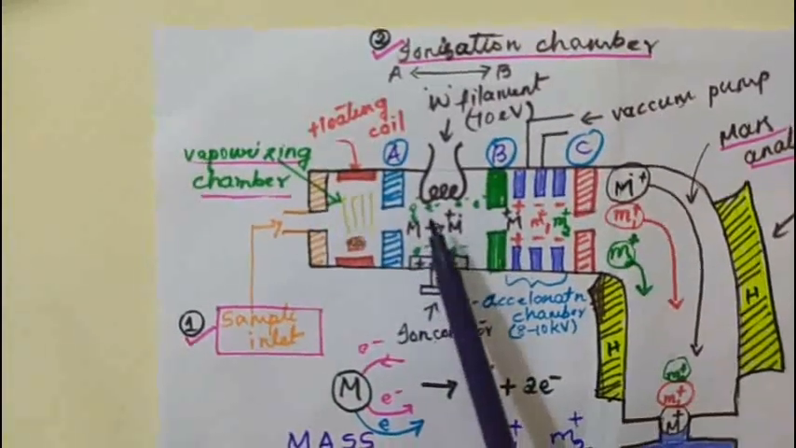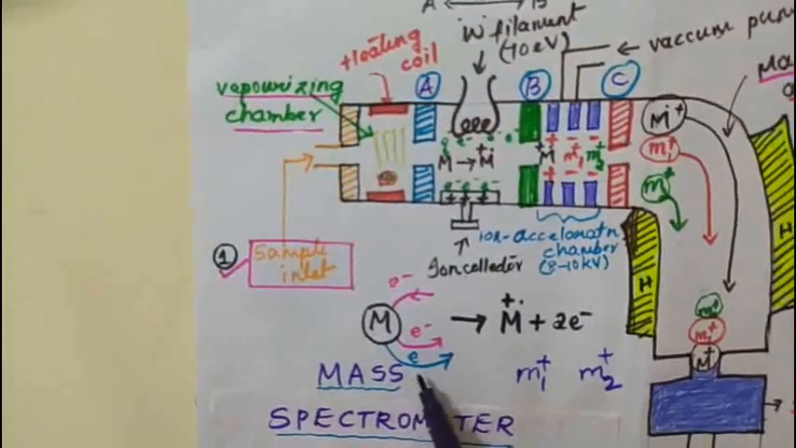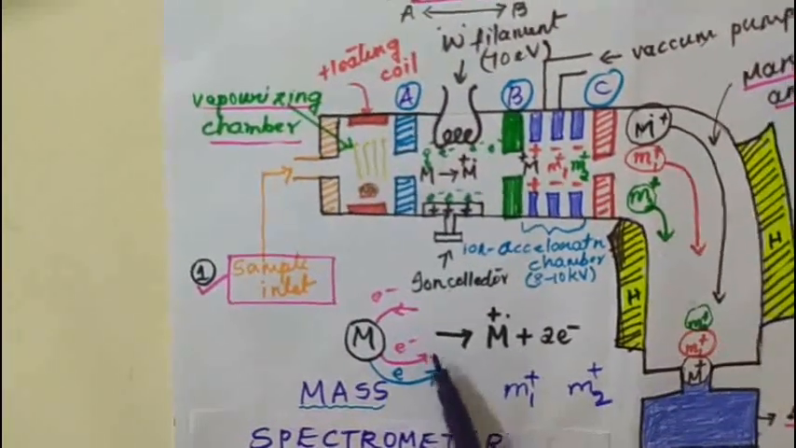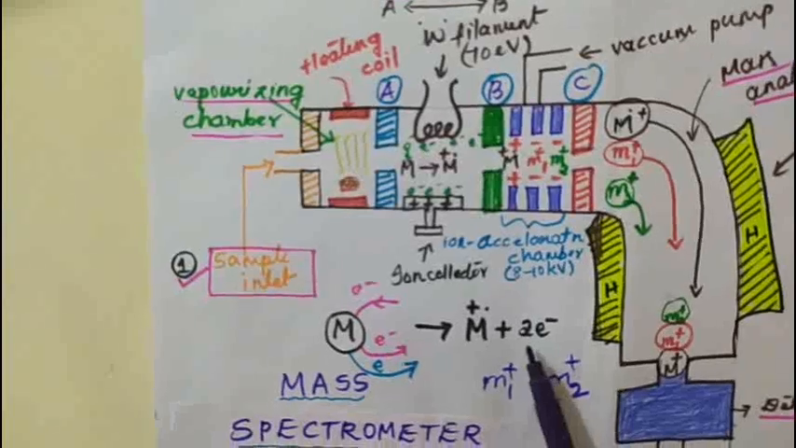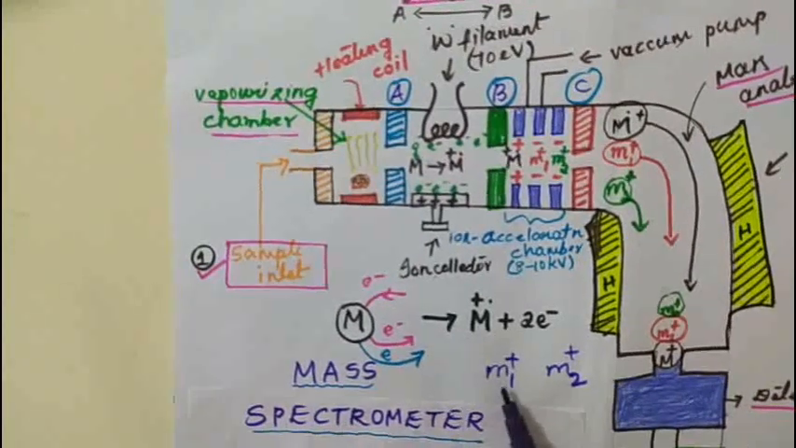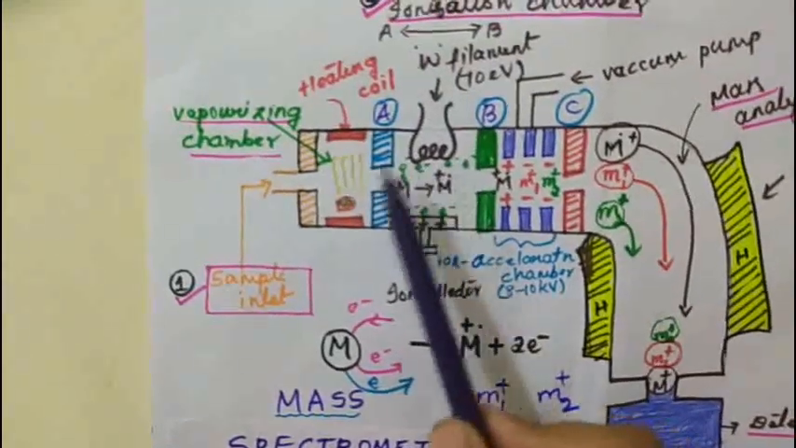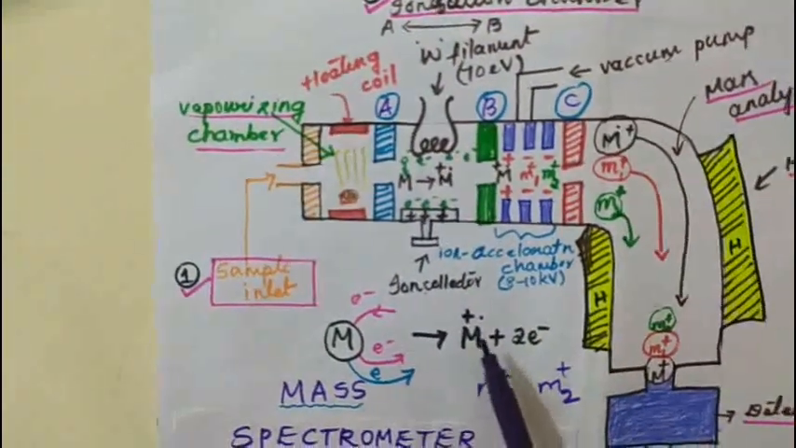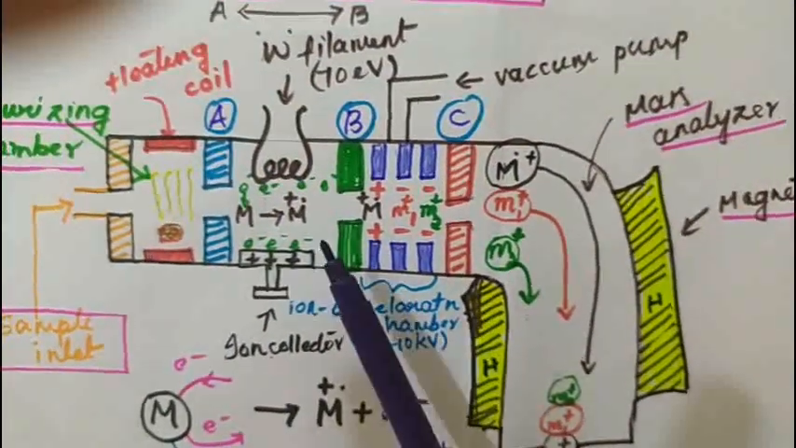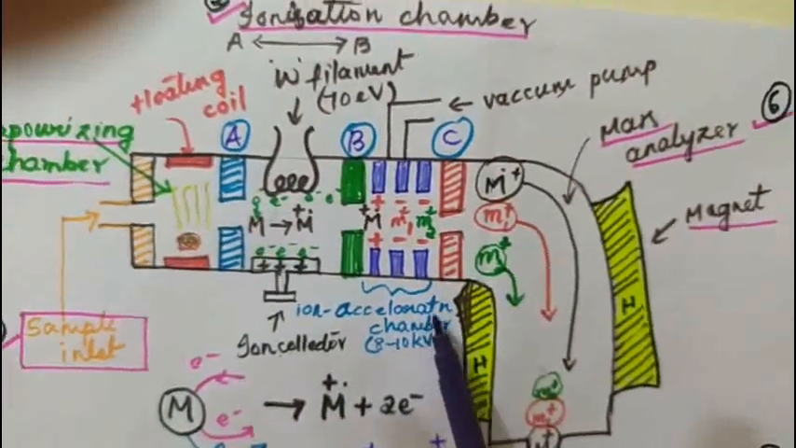When the vapors, that is the analyte, come in contact with high energized electrons, there is emission of one electron from the analyte along with the bombarded electron. So there is formation of molecular ion with the emission of 2 electrons, and the molecular ion being unstable undergoes fragmentation, leading to the daughter ions, that is M1 cation and M2 cation. Now in the chamber we have 3 ions, that is the molecular ion and 2 daughter ions. The molecular ion and 2 daughter ions will move into the next chamber, that is the ion acceleration chamber.